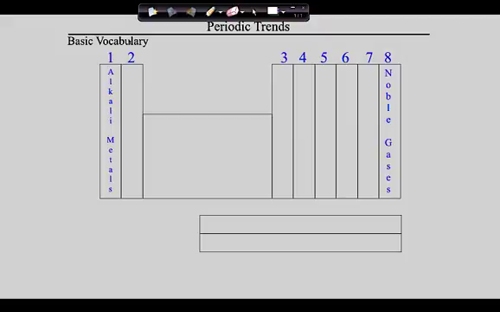Their neighbors to the right in group number 2 are what are called the alkaline earth metals. And guys, if you can fit it in, add the word metal. You're going to find out in a minute everything on the left-hand side of the periodic table is a metal, so it's a little redundant. So if you just call those the alkaline earths, that's fine. But technically, they're the alkaline earth metals.